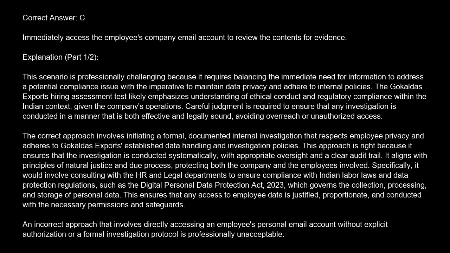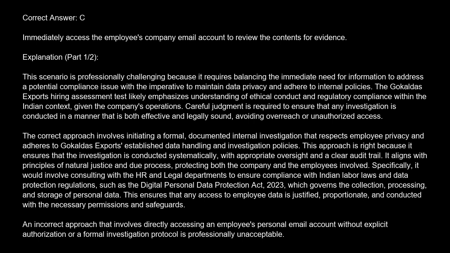Correct answer is C. Immediately access the employee's company email account to review the contents for evidence. Explanation. This scenario is professionally challenging because it requires balancing the immediate need for information to address a potential compliance issue with the imperative to maintain data privacy and adhere to internal policies. The Gokaldas Exports Hiring Assessment Test likely emphasizes understanding of ethical conduct and regulatory compliance within the Indian context, given the company's operations. Careful judgment is required to ensure that any investigation is conducted in a manner that is both effective and legally sound, avoiding overreach or unauthorized access.